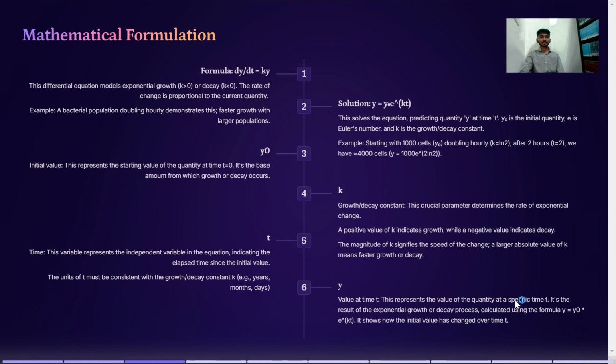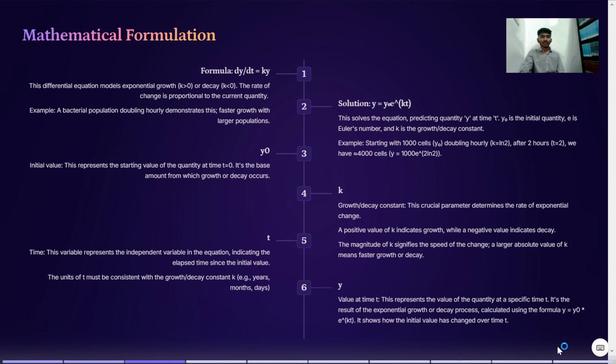Mathematical formulation. Let us look at the math behind it. Here, you can see the formula to calculate the rate of growth, where y naught is the initial value. This represents the starting value of the quantity at time t equal to 0. It is the base amount from which growth or decay occurs.